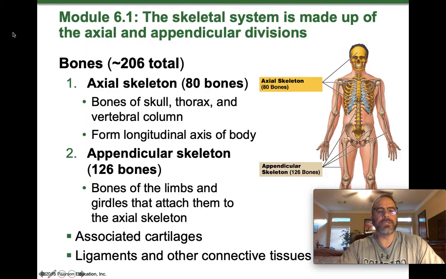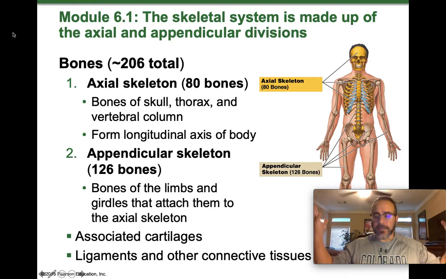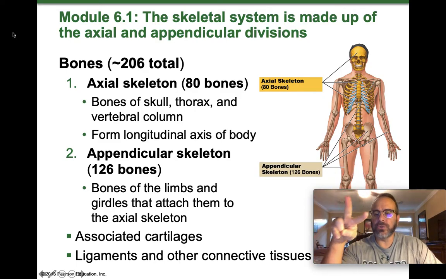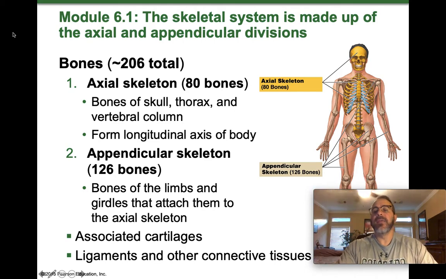We are going to talk about bones. First of all, let's talk about your skeletal system. We divide the skeletal system into 2 distinct components. The first one is called the axial skeleton. The axial skeleton is going to include your skull, your vertebral column, and your ribs. Just the skull, just the vertebral column, and just the ribs.